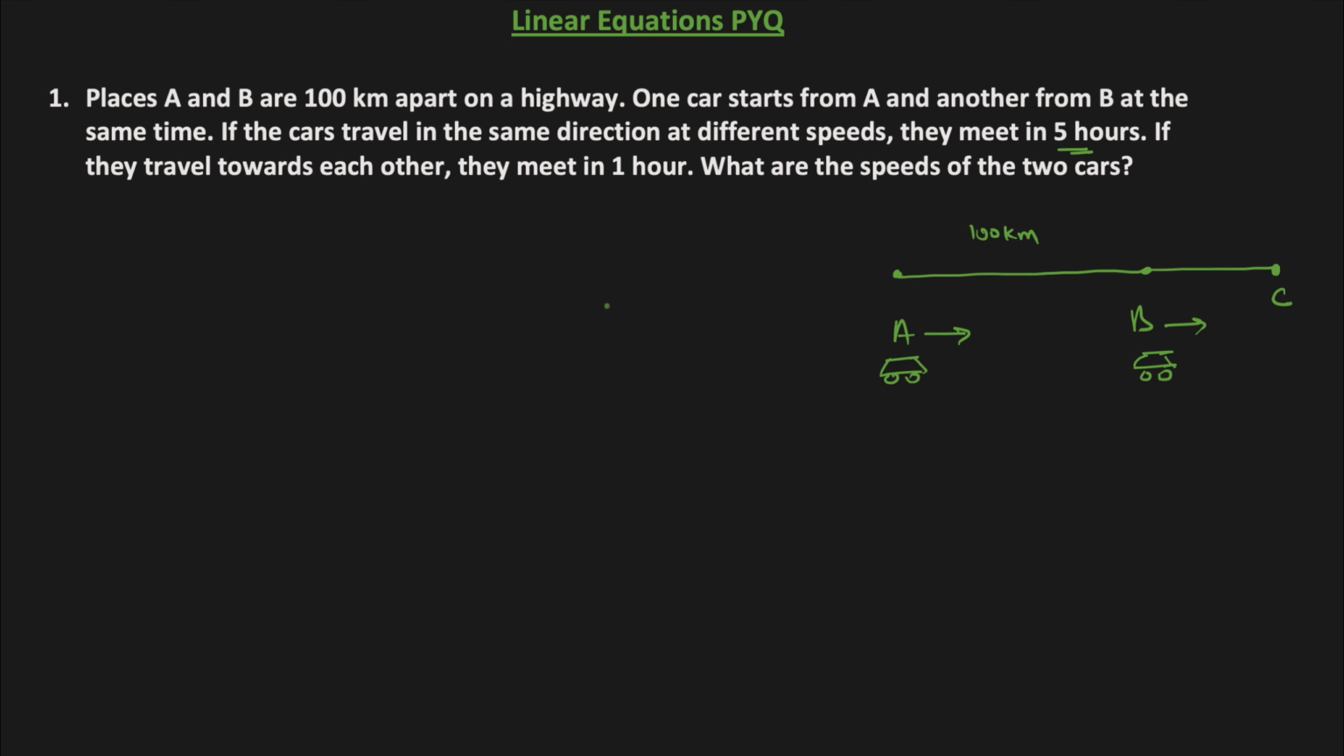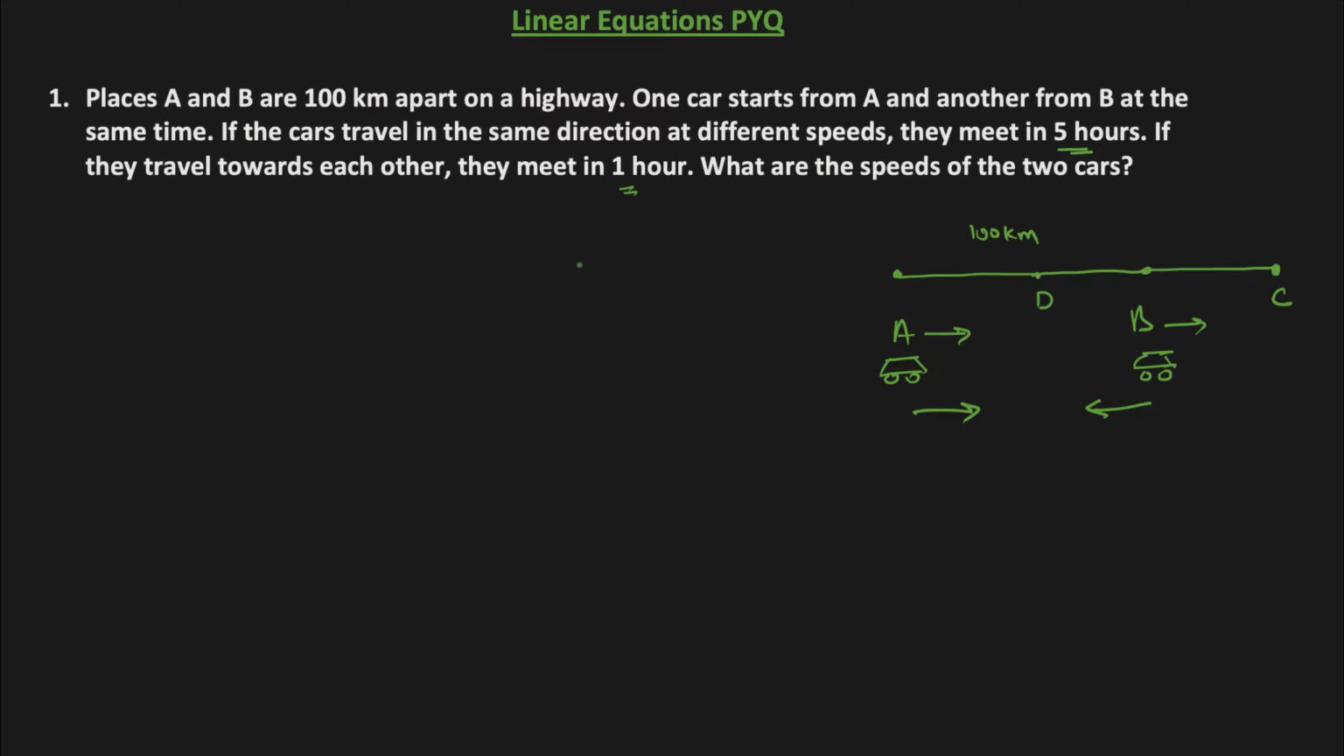If they travel in opposite direction, means if A is moving in this direction and B moving in this direction, let's say they meet over here at this point D, and they will meet after 1 hour. What are the speeds of these two cars?